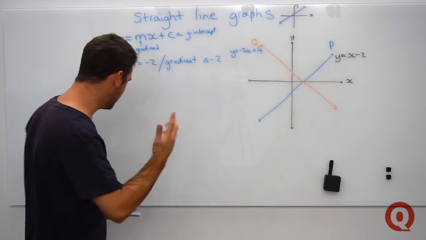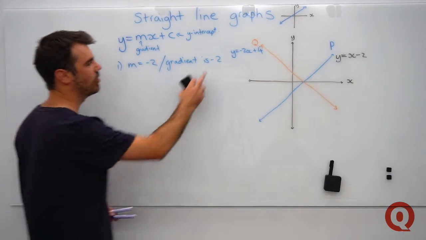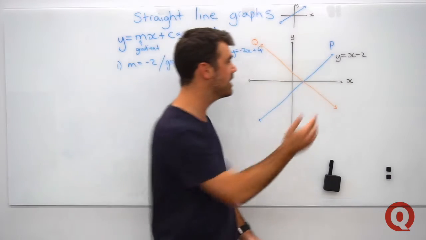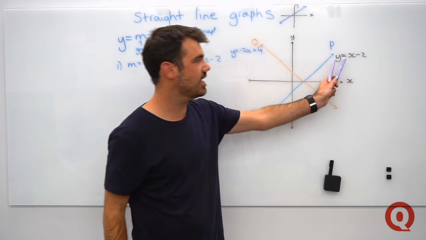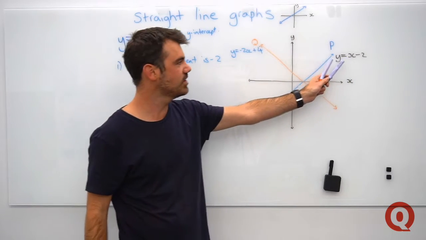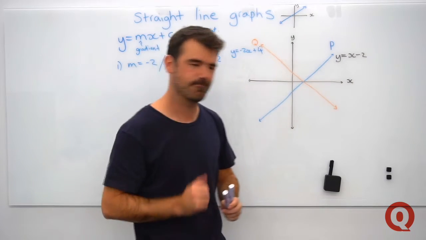Very well done. That's just through observations. I've done the hard work. If they ask me for the gradient of P, I want to say it is 1. There's no coefficients, that means it's just 1.